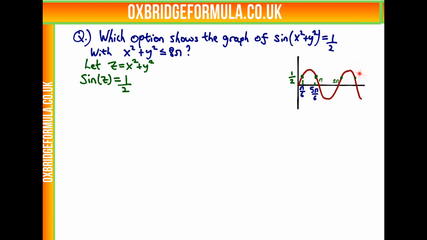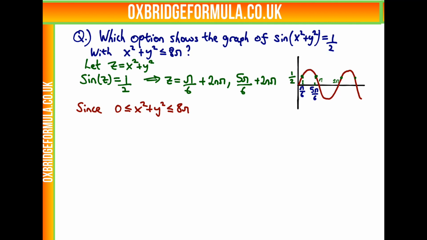So what would be the general solution for this for an infinite range? That's precisely pi over 6 plus an even multiple of pi, or 5 pi over 6 plus an even multiple of pi. And since z needs to be less than or equal to 8 pi, it also must be bigger than or equal to 0 because x squared plus y squared is non-negative. So that leaves us with only n equals 0, 1, 2 or 3 that work.